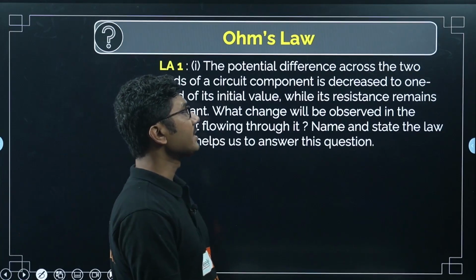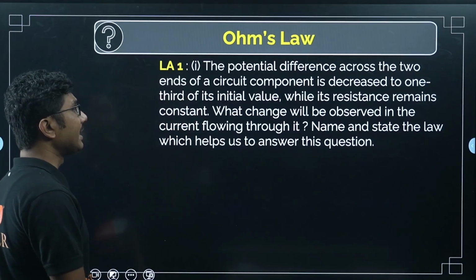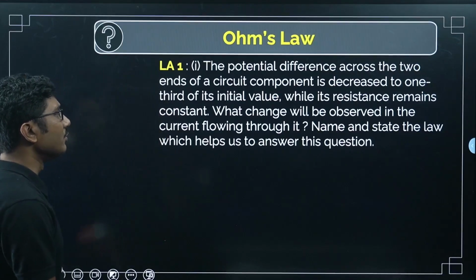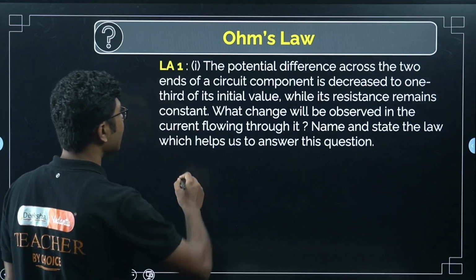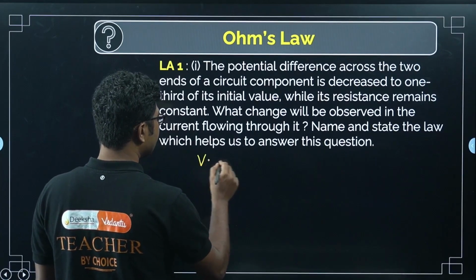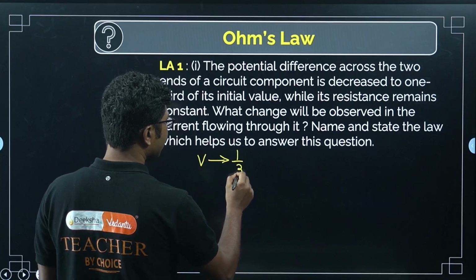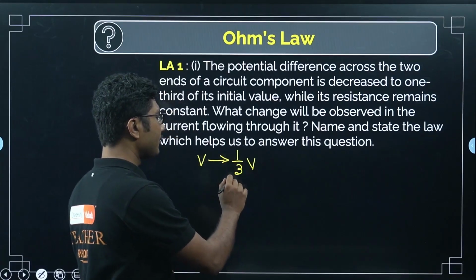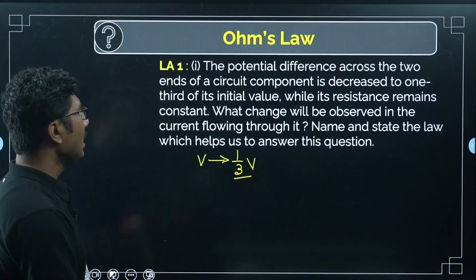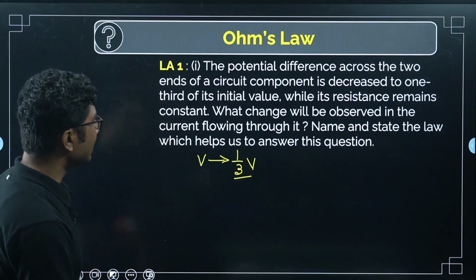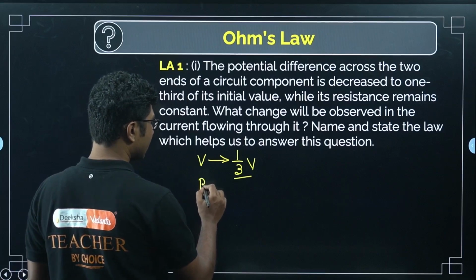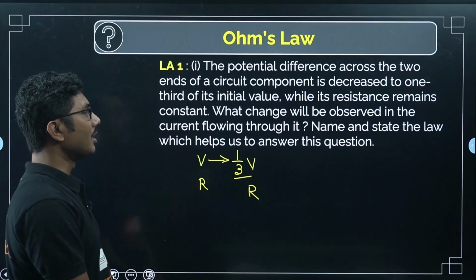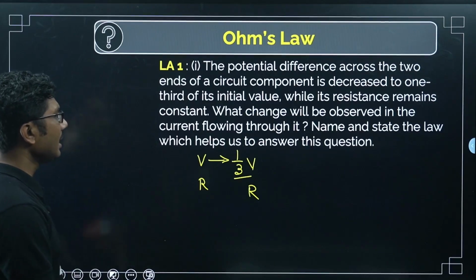The potential difference across two ends of a circuit component is decreased to 1/3 of its initial value. So what is the thing they are saying? The potential difference is decreased to 1/3 of the initial value. So suppose the initial potential difference was V, now the potential difference is V/3. While its resistance remains constant. So resistance initially was R, second time also R. What change will be observed in the current flowing through it?